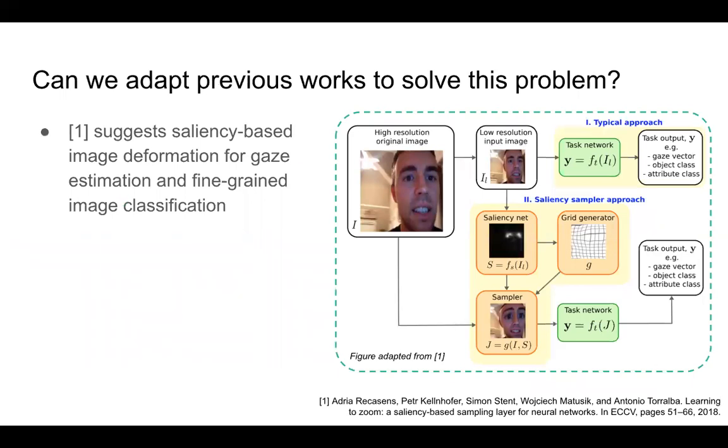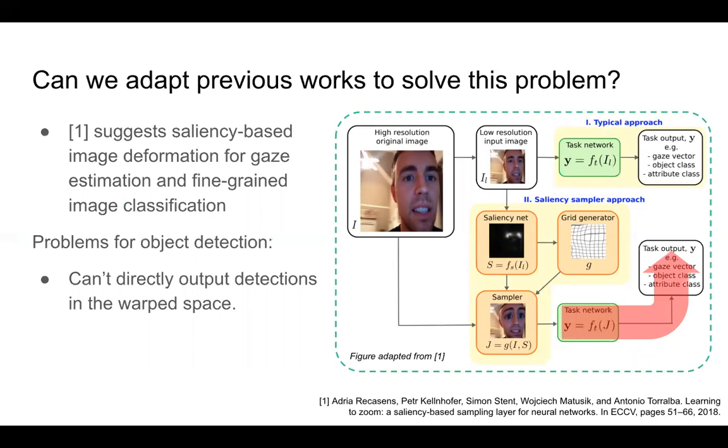There's a paper called Learning to Zoom that already suggests saliency-based image deformation for gaze estimation and fine-grained image classification. Would their pipeline, shown here, work equally well for our chosen task of object detection? Well, this was the first thing we tried, but as we quickly found, there are issues. One, we can't directly output detections from the warped image. Instead, we would need an inverse transform of sorts.